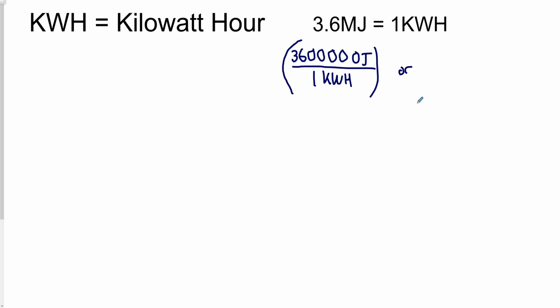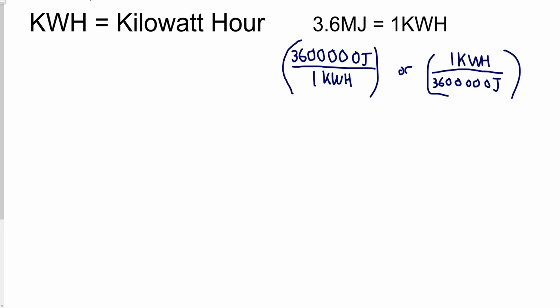The other, of course, would be with the numerator and denominator flipped. Still, remember the number and the unit are joined at the hip. They don't go anywhere. You can't separate them. And so that's 1 kilowatt hour is 3.6 megajoules, or 3.6 million joules. So that's the easiest conversion that we can do.